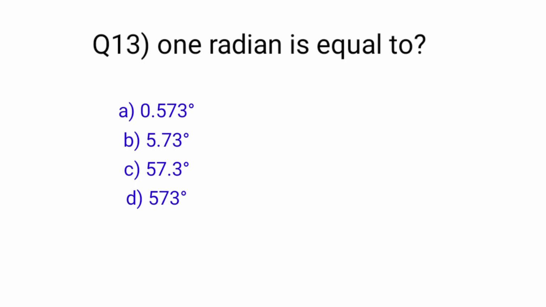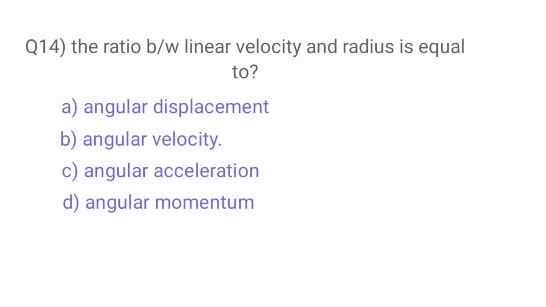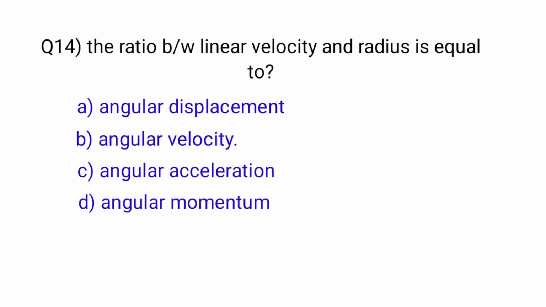Question number 13. 1 radian is equal to. The correct answer is option C, 57.3 degree. Question number 14. The ratio between linear velocity and radius is equal to. The correct answer is option B, angular velocity.